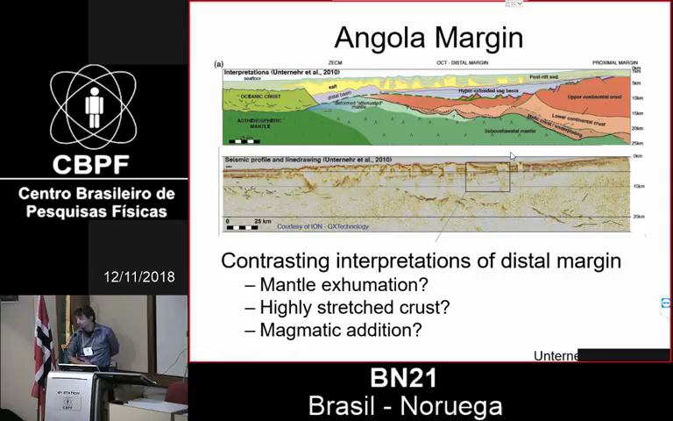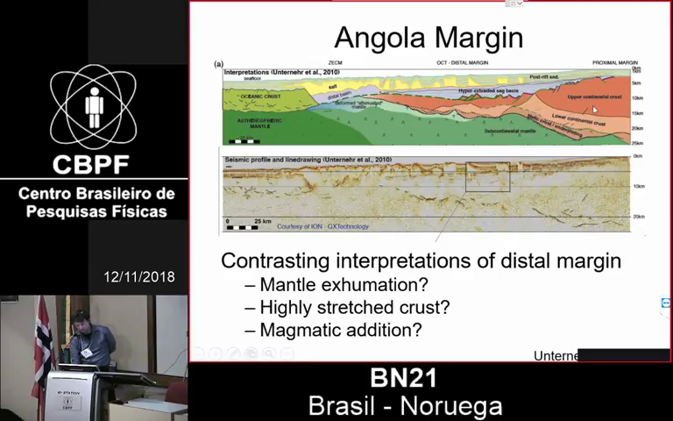This type of data has in a way revolutionized the way we look at margins, because there's a lot more information that we can get out of them. But what you can also see is that in these very long profiles, there are still areas where it's quite difficult to interpret. So we clearly see the base of the crust, the Moho. At some point we lose information here. We see salt deformation in the top.